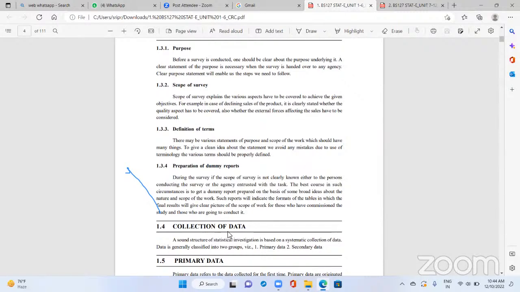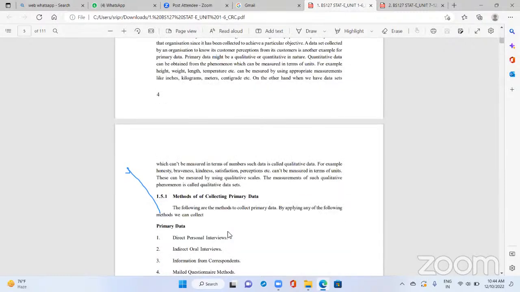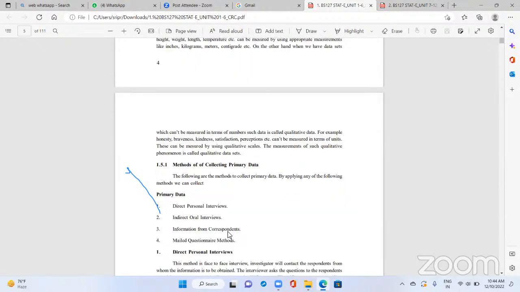After that, collection of data. So this first unit, first block, is entirely theory part. After that, we can go to block 2, that is the problematic part. Okay, so please understand each and every point.